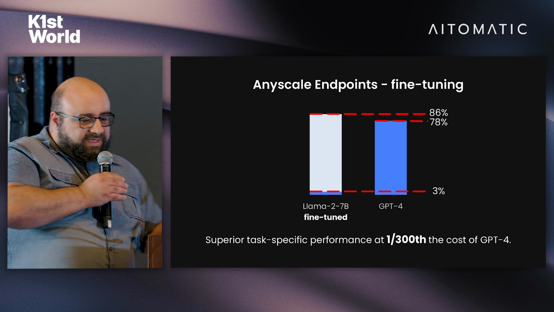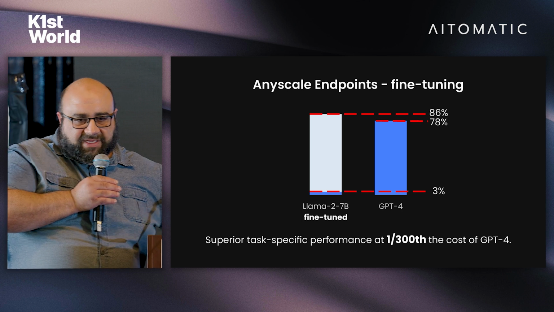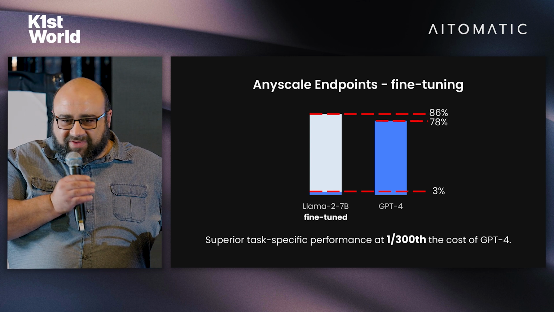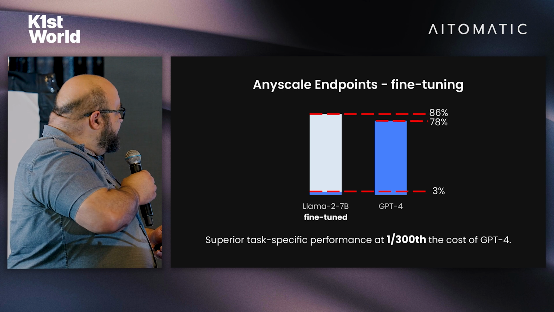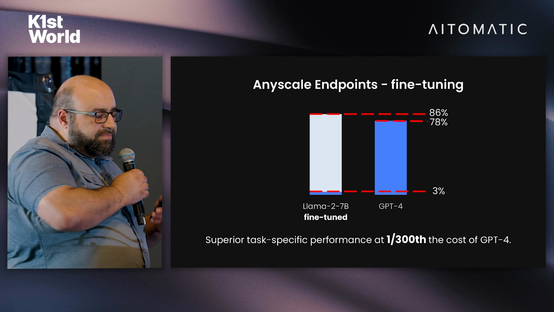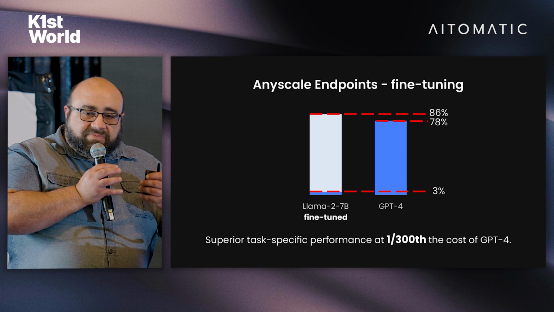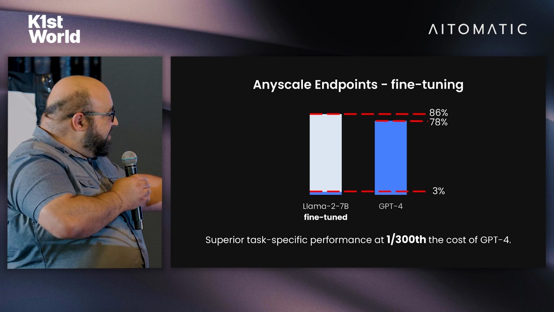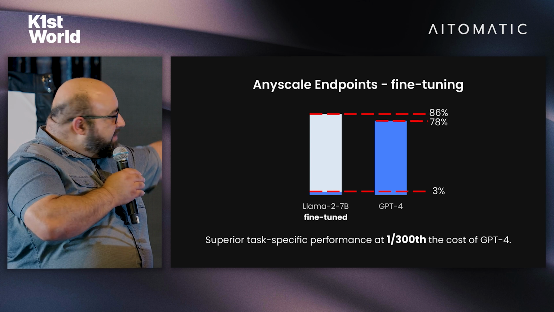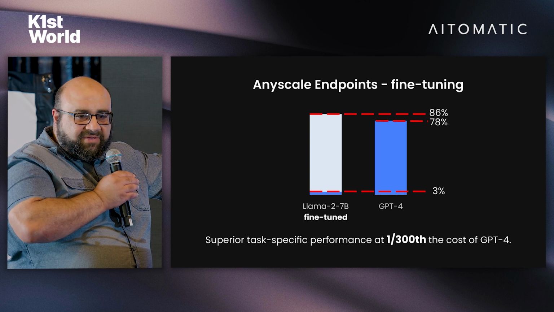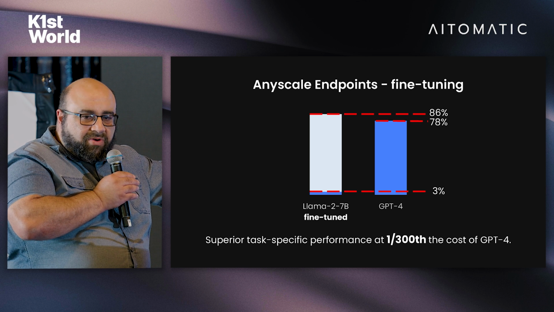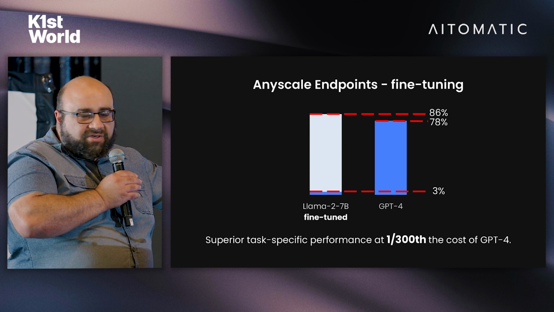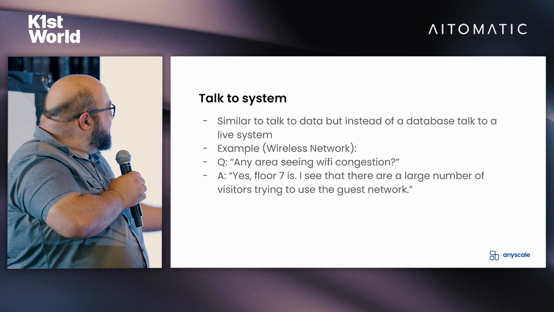So here's what happened. We took a small model, Llama 2 7B. This is a model that's small enough to run on your consumer level GPU if you have an RTX 4090. And what we did is we used a process called fine-tuning to train it on examples of converting from natural language to SQL. And initially, it was a complete failure, 3%. But after fine-tuning, it achieved an accuracy of 86%. And that was more accurate than GPT-4 on the same task, even though it cost about 1/300th the price.